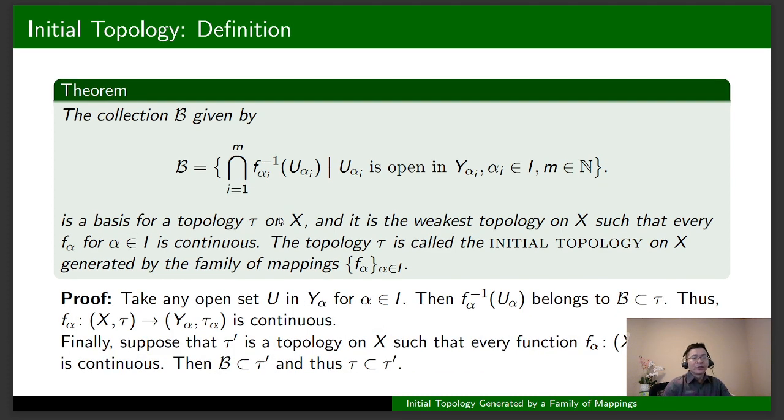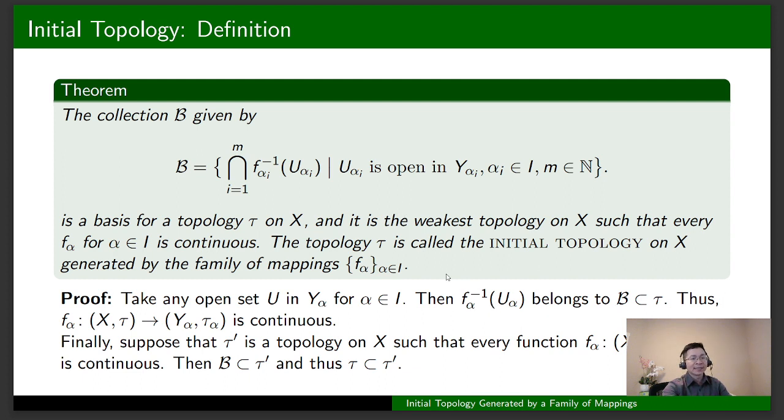Next, we are going to show that if we equip X with a topology tau, the topology whose basis is B, then every function f alpha is continuous. How come that is true? We are going to take any open set U in Y alpha, where alpha belongs to I. Then f alpha inverse of U belongs to B by its definition.